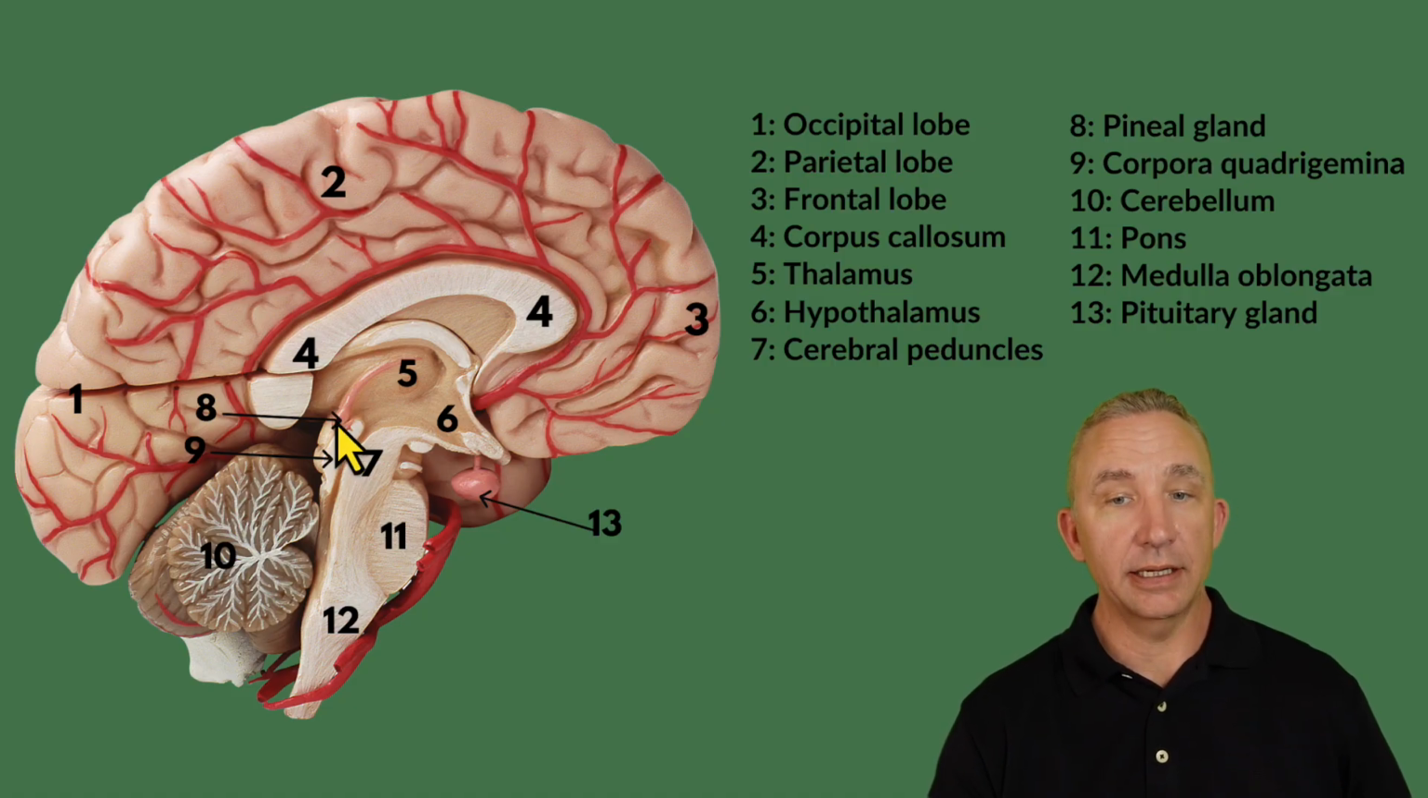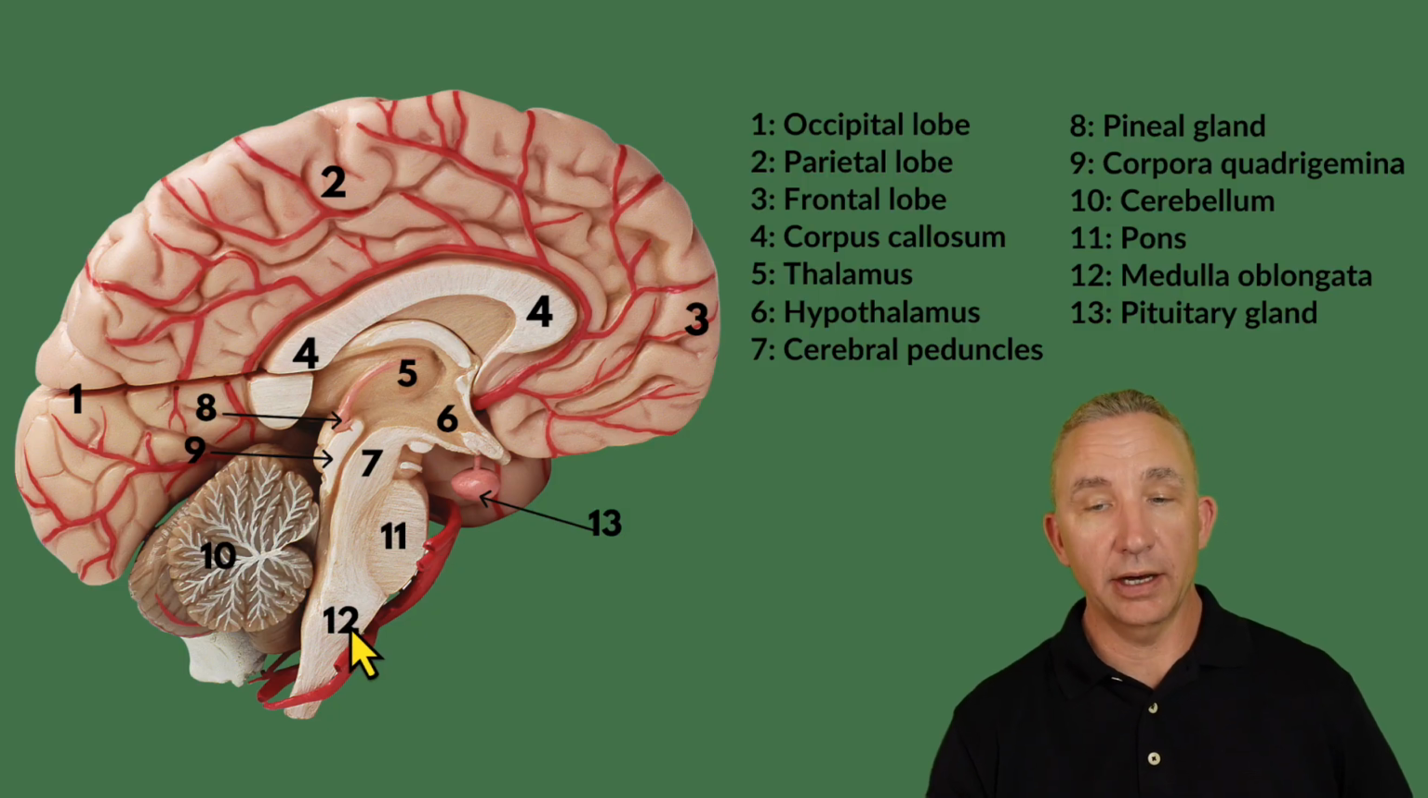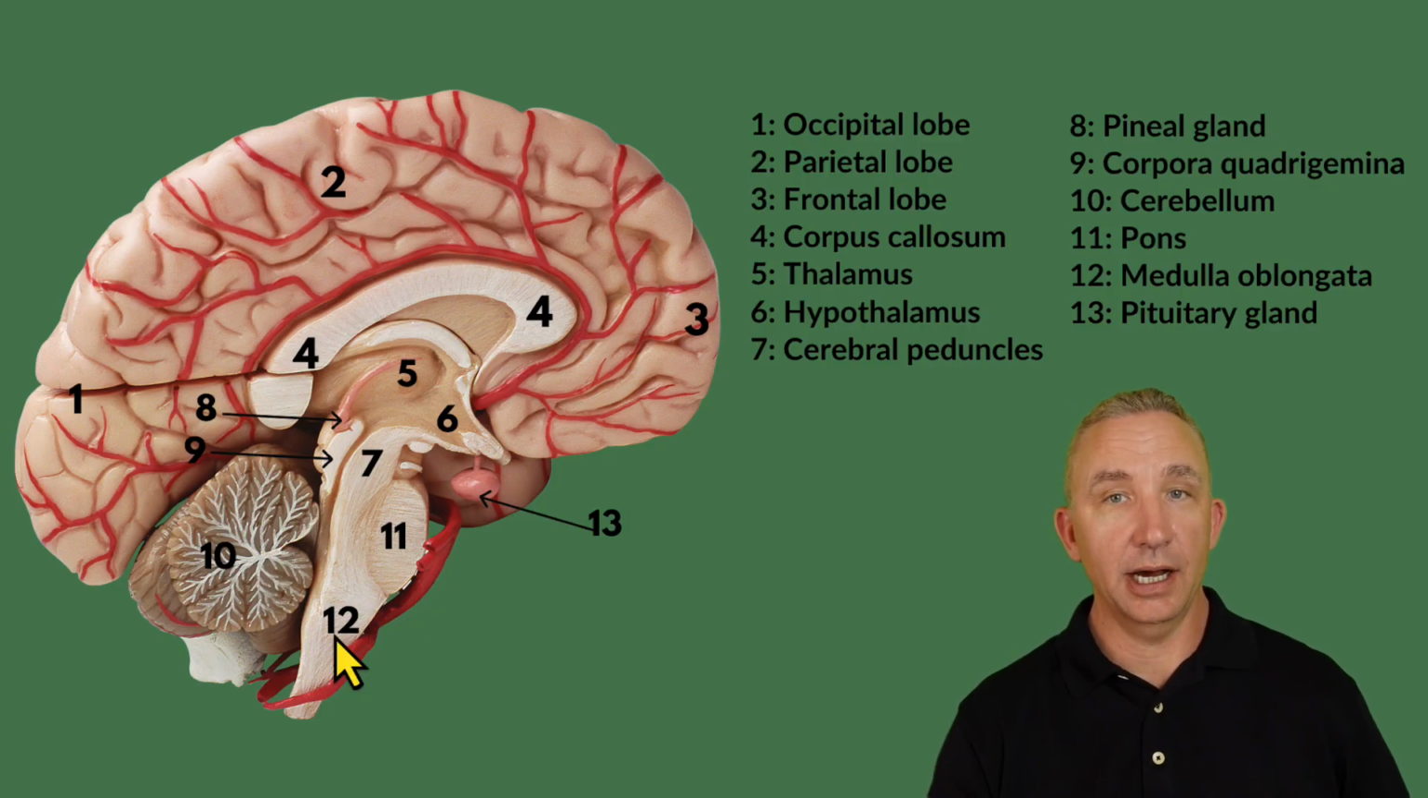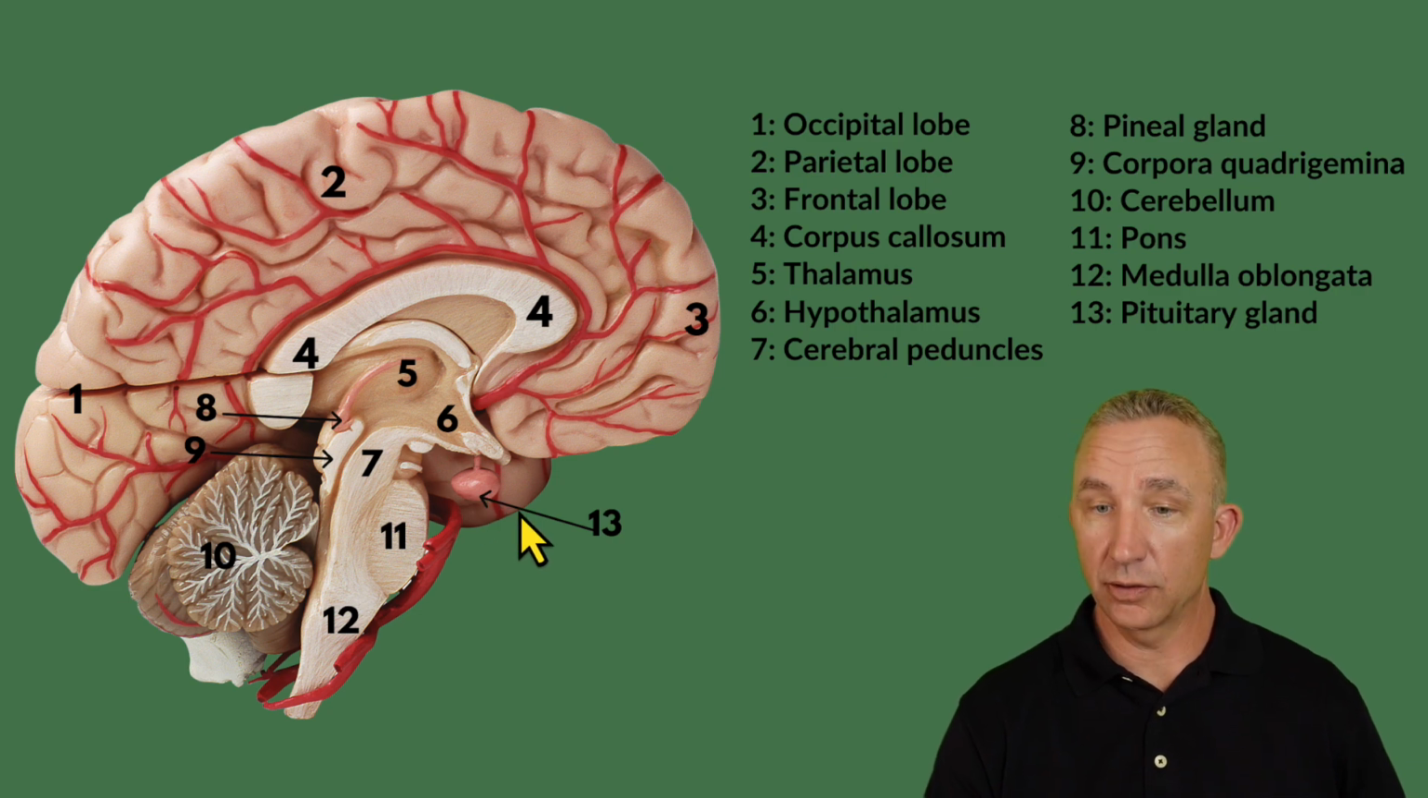8, pineal gland. 9 is corpora quadrigemina, but remember I can break those down to superior colliculus, and inferior colliculus. Number 10 is the cerebellum with that white tree inside called Arbor Vitae. Number 11, Pons. And then 12 is medulla oblongata. I also forgot to mention pituitary gland, one of our master glands. So pituitary gland does a lot of hormonal control.